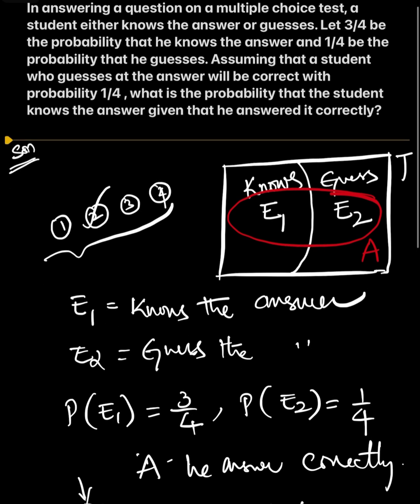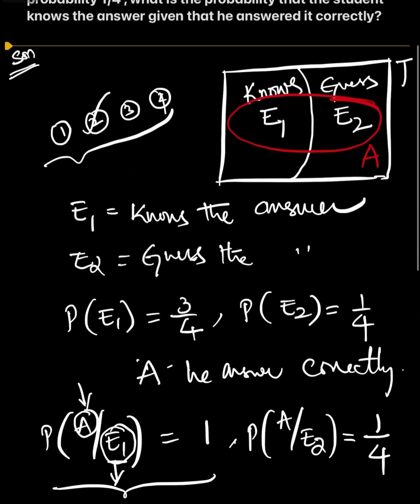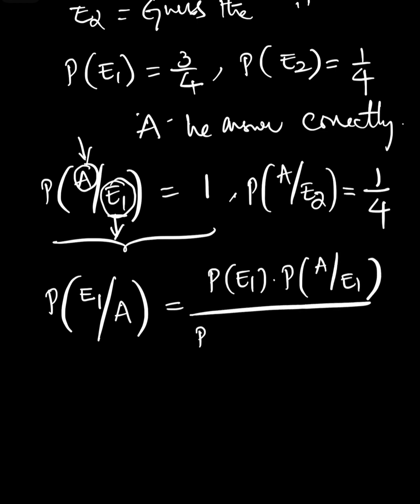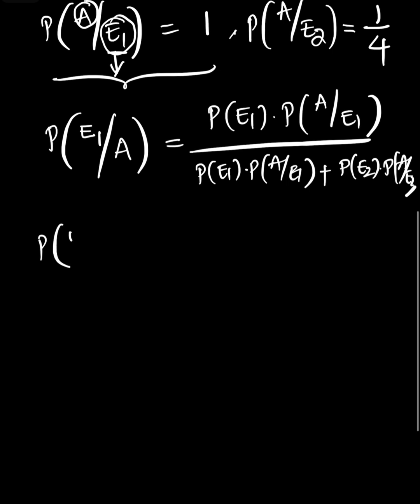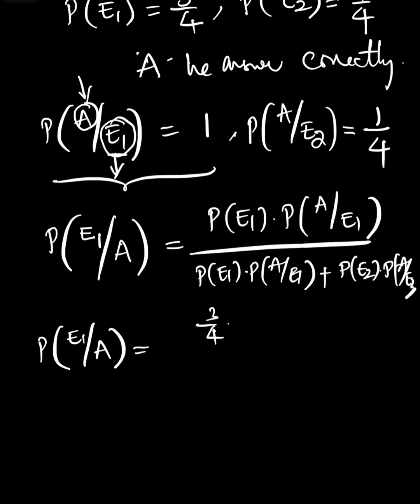Now, the question is to find the conditional probability that the student knows the answer given that he answered correctly. That is P of E1 given A. That is P of E1 into P of A given E1, divided by P of E1 into P of A given E1 plus P of E2 into P of A given E2. So P of E1 given A equals, P of E1 is 3 by 4, P of A given E1 is 1, divided by 3 by 4 into 1 plus P of E2, which is 1 by 4, into 1 by 4.